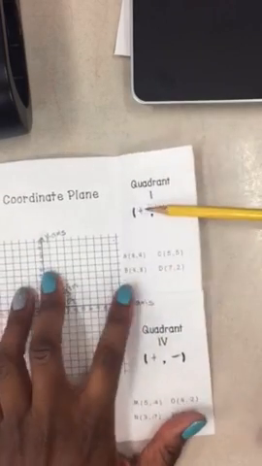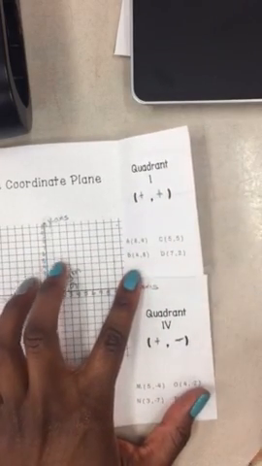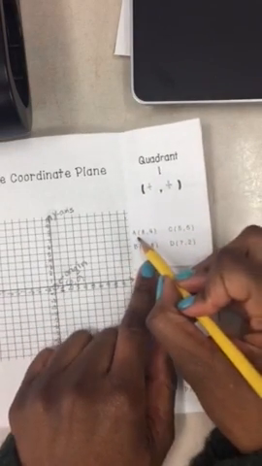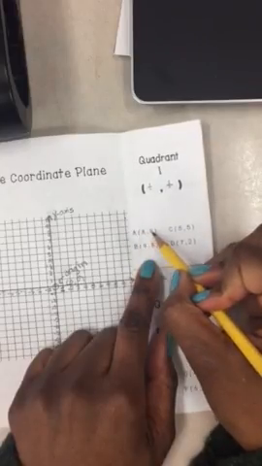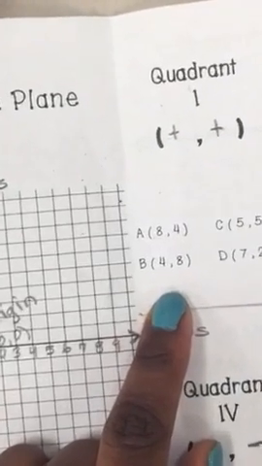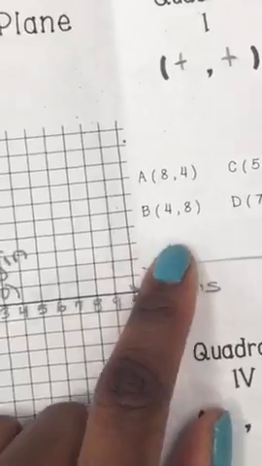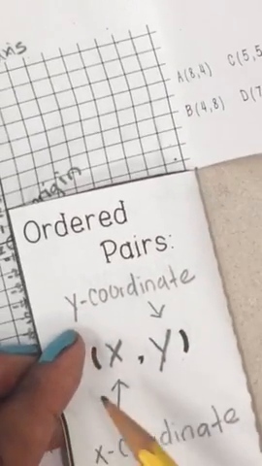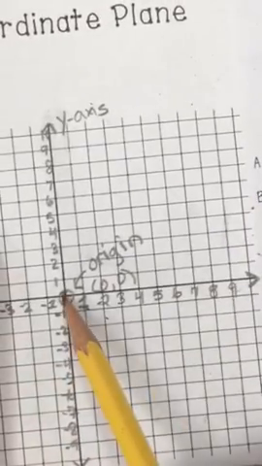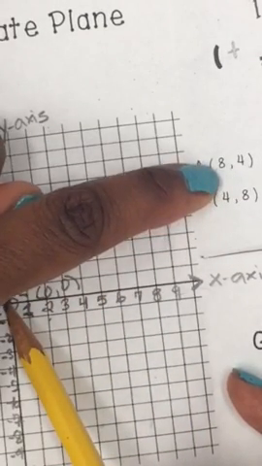Let's look at quadrant 1. And this is the quadrant that you've been working on most of your life. So let's look at point A. It says that point A is at 8, 4. Now remember, the first number that we see is going to be our X coordinate. And if we look at our steps, the first thing we need to do is start at the origin. So I'm going to start at the origin. I'm literally going to put my pencil on the origin. Next, I'm going to look at my first number. It's 8. It's a positive 8.